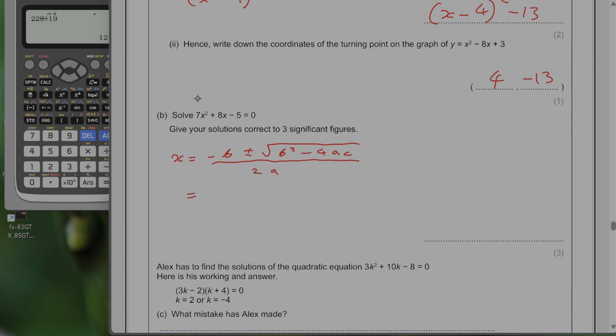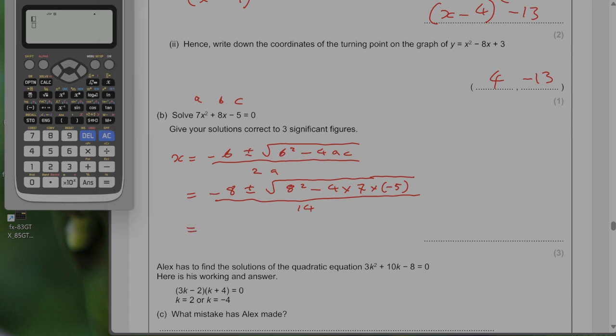So a, b, c. So that's going to become minus 8 plus or minus the square root of 8 squared minus 4 times 7 times minus 5. And that's all going to be divided by 2 lots of a, so divided by 14. Right, I'm going to use my calculator. I'm not going to bother tidying anything up.